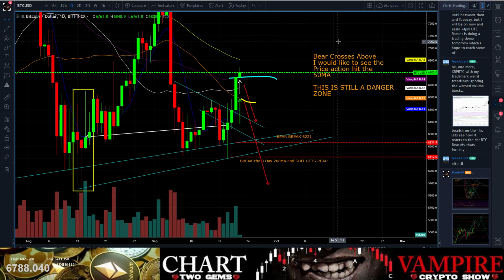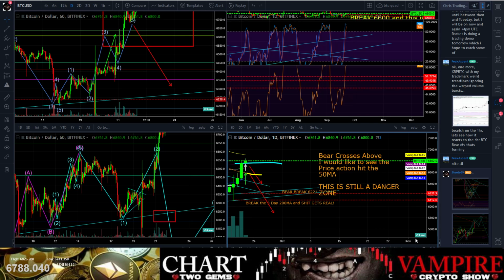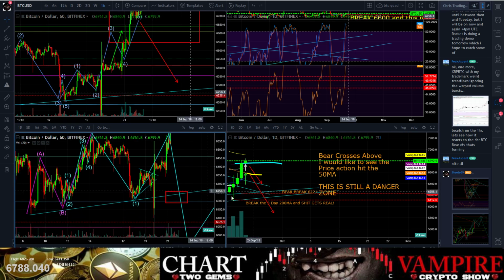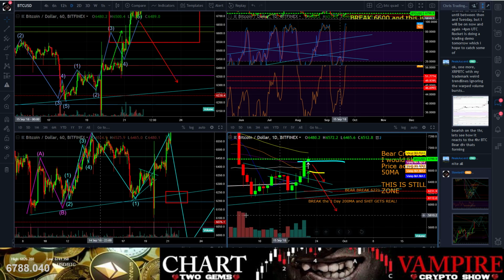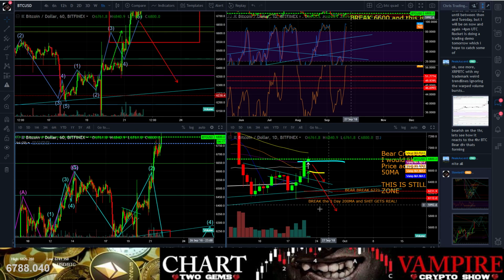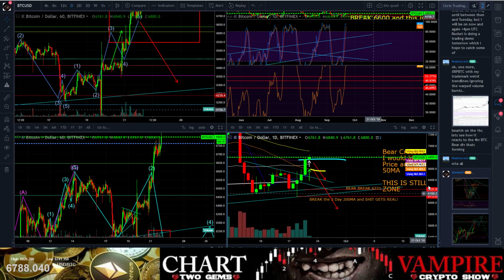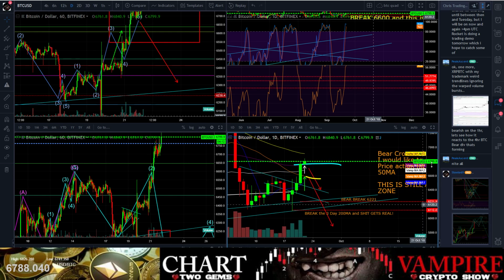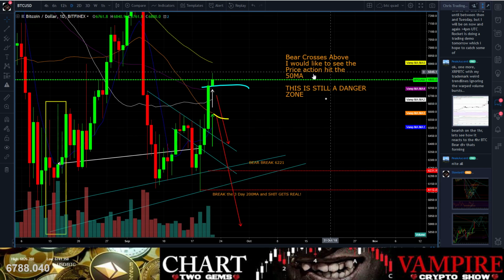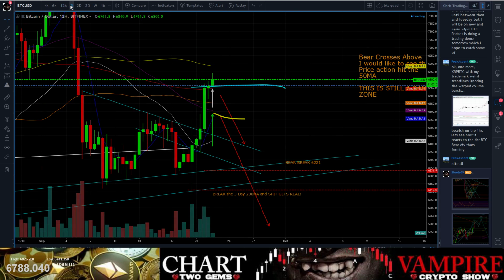All right, and what do we got here? Oh, our quad chart. Let's take a look at our quad chart right here. Massive 5-wave up. No way this is the bear count. This is just so crazy. You got a bear count, but where I'm at, it's not a bear count. So bear cross above, I would like to see the price action hit the 50 MA. That was a long time ago, right? A 12-hour? No way.